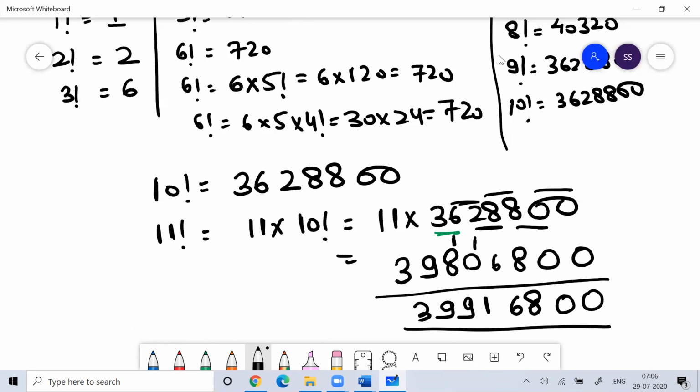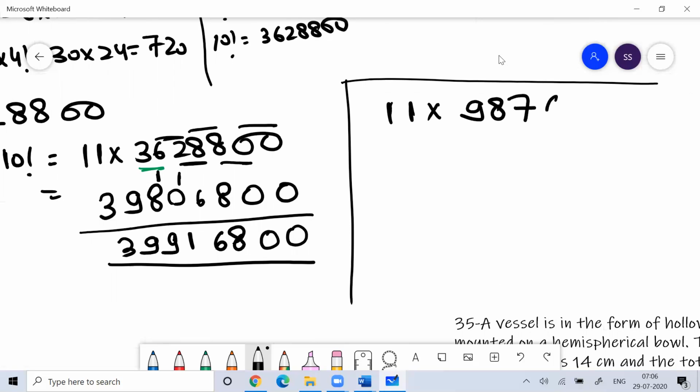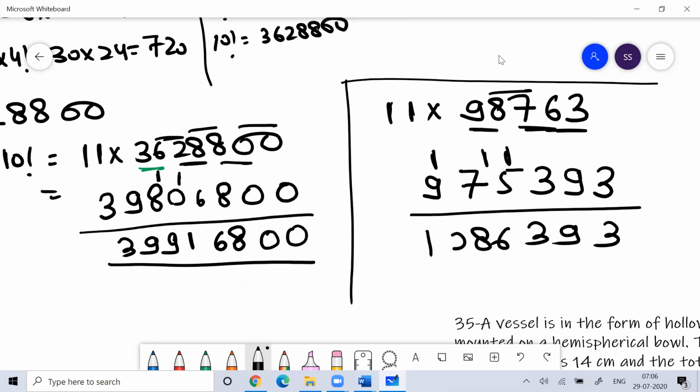Whenever you multiply any number with 11, you can do this. For example, 11 into 98763. The first digit is 9. 9 plus 8 is 17, then 8 plus 7 is 15, then 7 plus 6 is 13, then 6 plus 3 is 9, and then the last digit is 3. So your answer is 1086393.